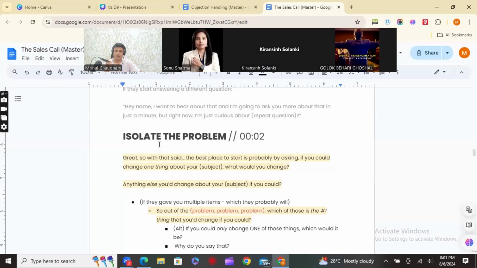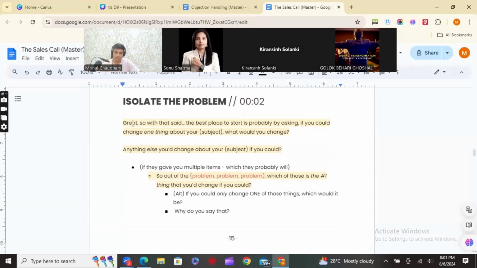So we have to find out the main challenges, the biggest challenges that person is having, the biggest roadblock, and then we have to go deeper into that. Okay. So what question do you need to ask to start? Great. So with that said, the best place to start is probably by asking: if you could change one thing about your business, one thing about your subject or business, what would you change?